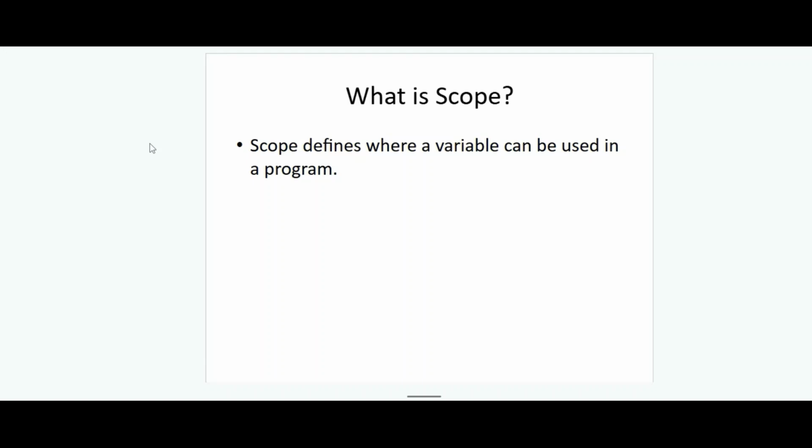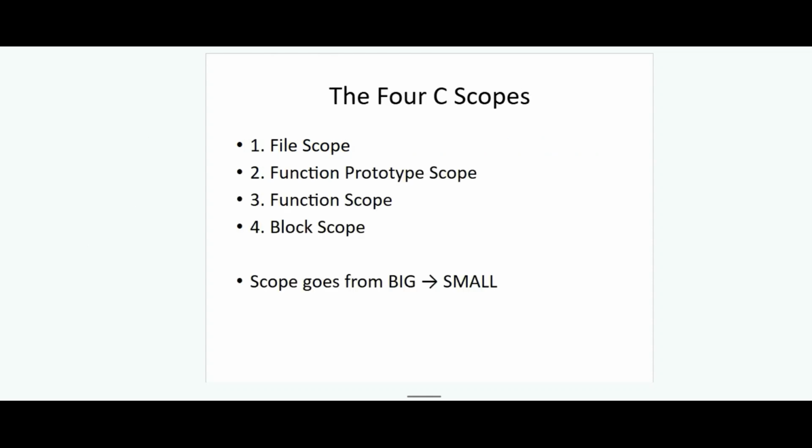Now we have what is scope. Scope defines where the variable is used, that is where the variable will be accessible. There are 4 scopes: file scope, function prototype scope, function scope, block scope. It goes from big to small. File scope is the biggest scope, and considering this, it will go down.